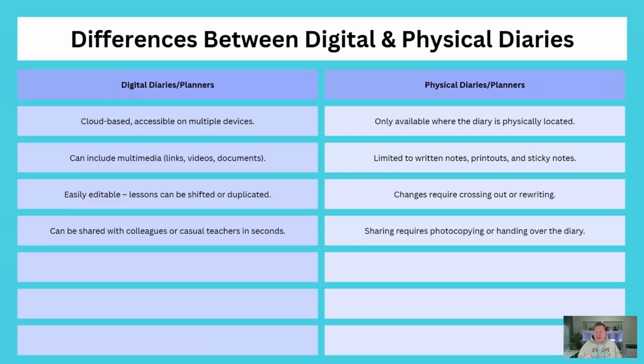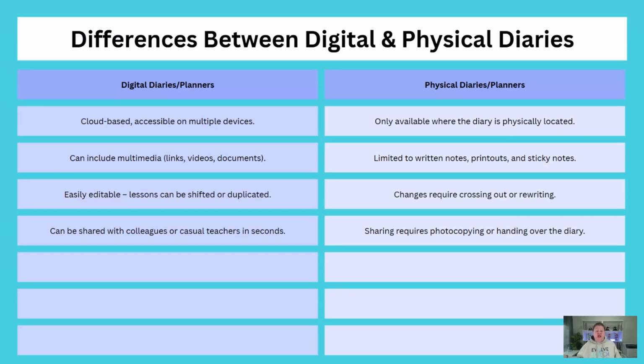Another reason, all right, if we need to share something from our physical diary, we have to probably photocopy it. We probably have to leave the diary, hand it over to our casual teacher or our co-teacher, which is not the most effective means of using a particular diary like this. So have a think about the efficiency here with a physical diary, especially if you have a team teacher or a co-teacher and you're being asked to share a diary so that you are on the same page.